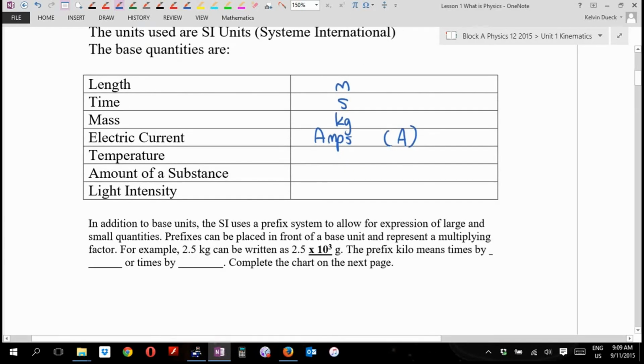Temperature, my favorite unit. What kind of degrees? Not Celsius. Kelvin. Now, first of all, I'm going to write degrees Kelvin in English because I get to write my name in my notes. Woohoo! Is it degree Kelvin?